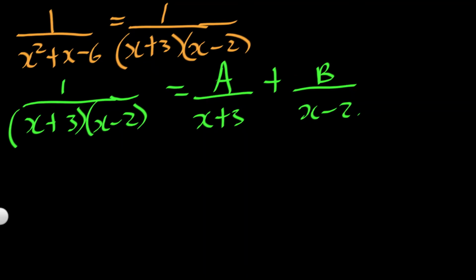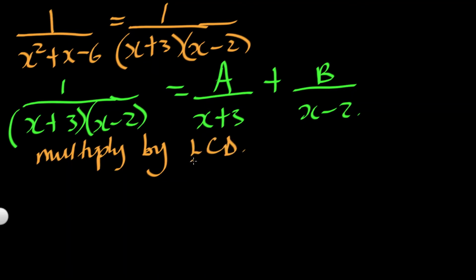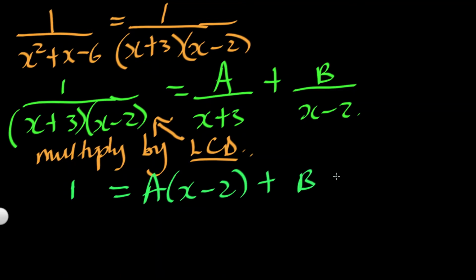So the first thing here is to get rid of our fractions. We multiply throughout by the LCD, our lowest common denominator, which is this function here. So we multiply everything from here to there by that denominator. If we do that, we're going to have 1, because here we multiply by this, we get rid of the denominator. A over x plus 3 multiplied by this, we get A times x minus 2 plus B times x plus 3.